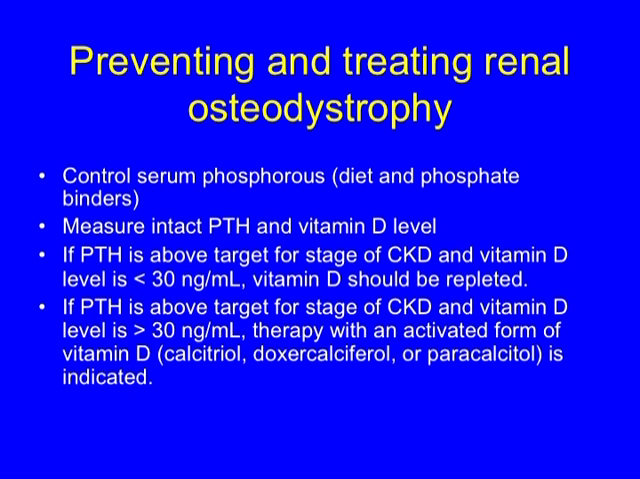So what we try to do is control the serum phosphorus with both diet and phosphate binders. We'll measure the intact PTH and vitamin D level. If the intact PTH is above the target for the stage of CKD and vitamin D level is less than 30, vitamin D should be repleted. If the PTH is above target for the stage of CKD and vitamin D level is greater than 30, then therapy with an activated form of vitamin D, in the form of calcitriol, doxercalciferol, or paricalcitol may be indicated.